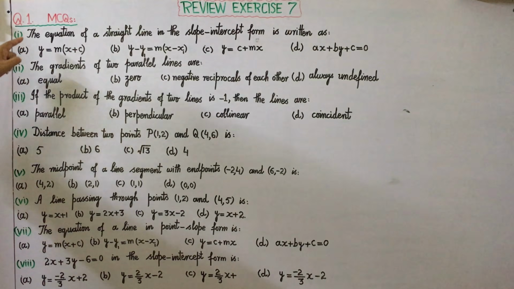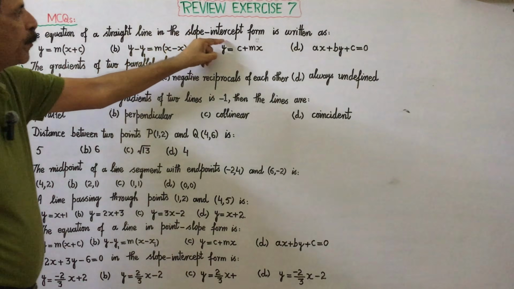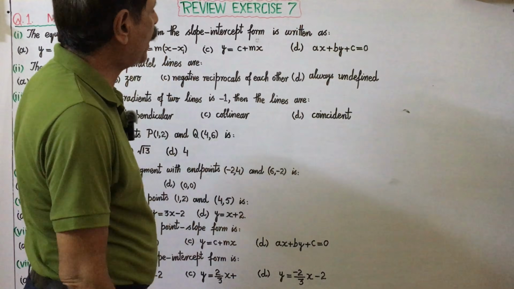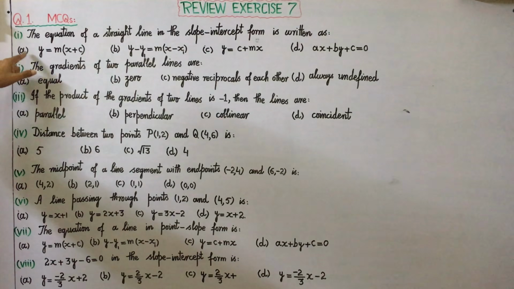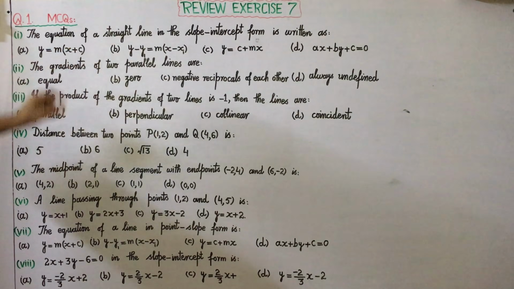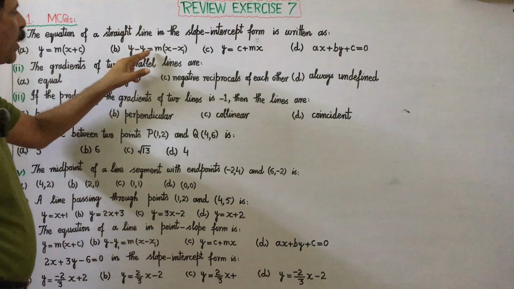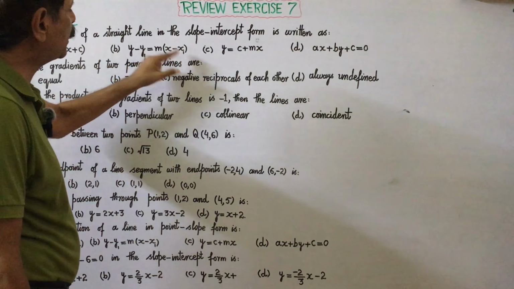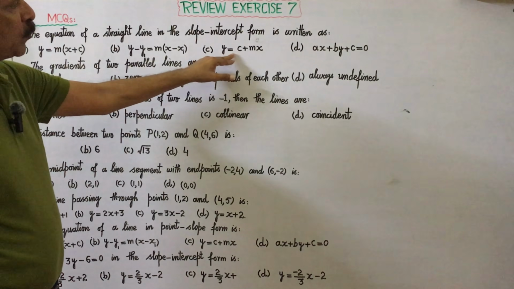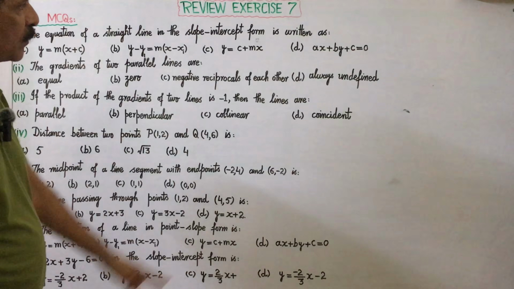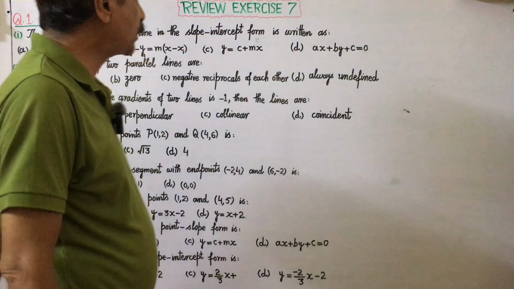First MCQ, the equation of a straight line in the slope intercept form is written as: A. y is equal to m into x plus c. B option, y minus y1 is equal to m into x minus x1. C option, y is equal to c plus mx. D option, ax plus by plus c is equal to 0.